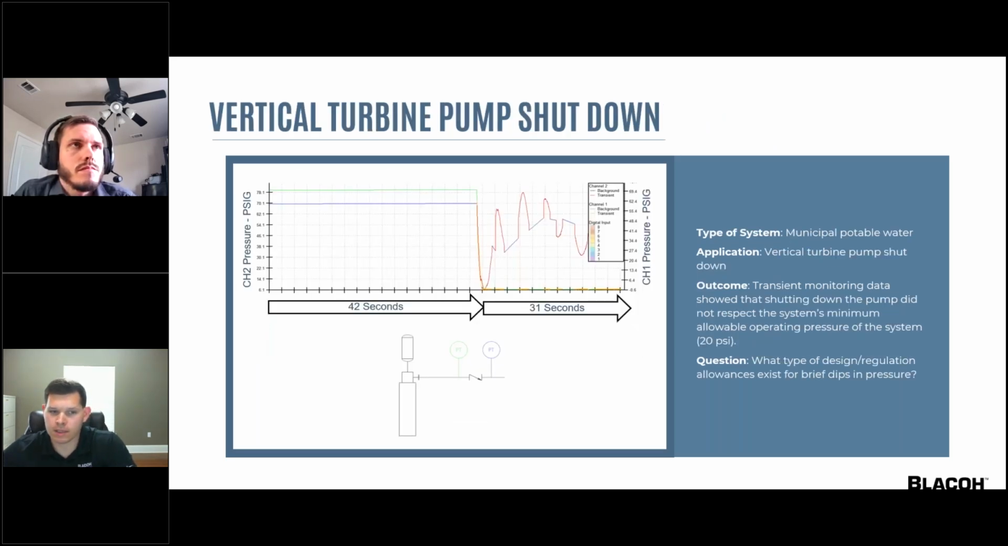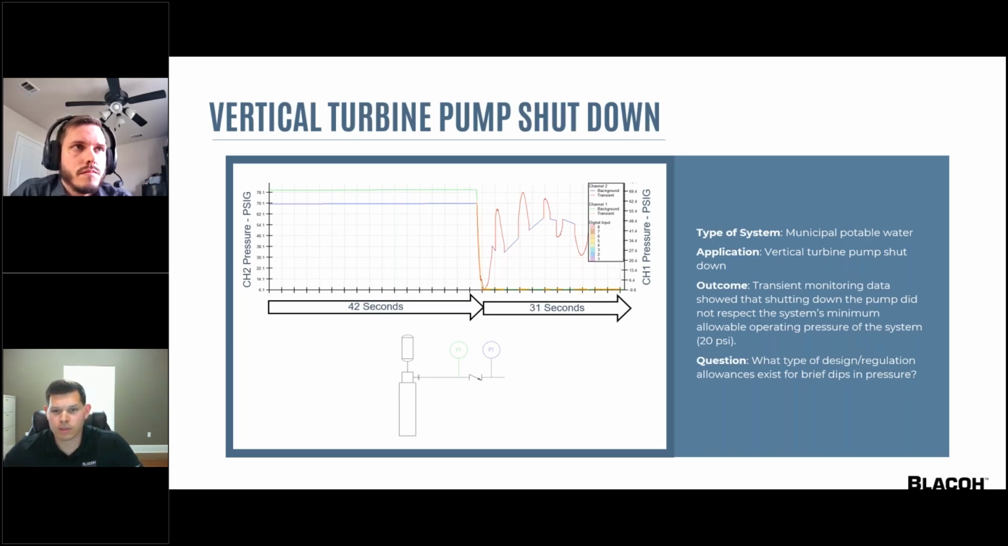Okay, this example is a different system. We're looking at transient pressure data from another vertical turbine pump. This is a shutdown. The first sensor, which is green and orange data, that one is installed upstream of the check valve. And the second sensor, that's our blue and red data, it's installed downstream of the check valve. And again, this is a municipal potable water system.